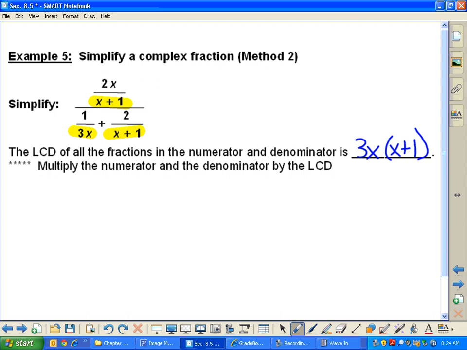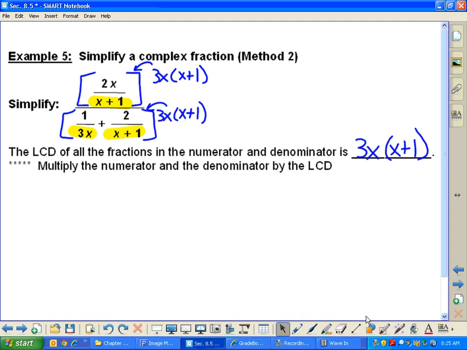And what we're going to go ahead and do is multiply the numerator and denominator by this LCD of 3x times x plus 1. Since I'm multiplying the top and bottom, I'm basically just multiplying this original fraction by 1. So I'm not changing the numeric value of the top or the bottom, because I'm essentially just multiplying the entire fraction by a factor of 1. Remember, when I multiply, I distribute this LCD to my fraction.